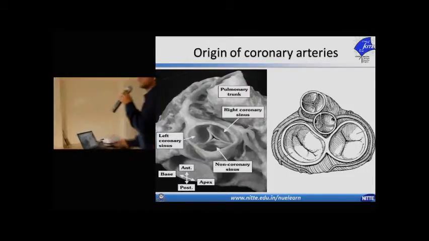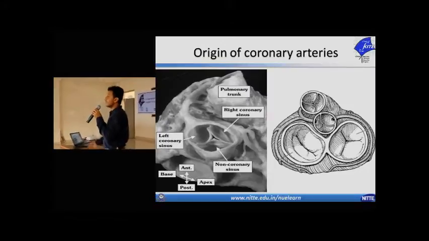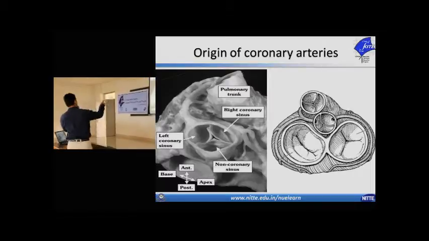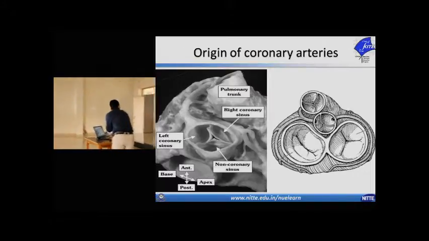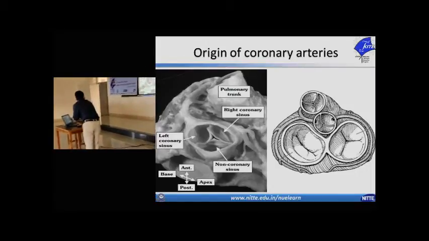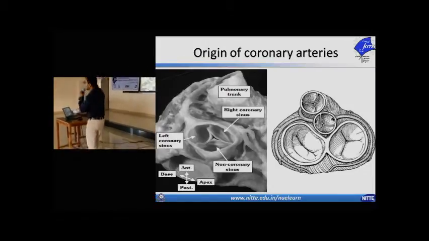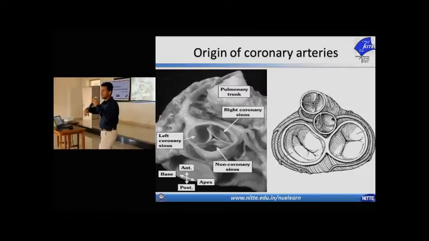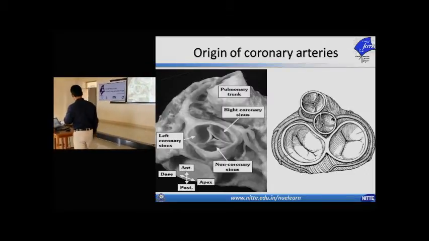Now they have removed the atria and you can see the course of the right coronary artery here. This is the right coronary artery, and the small part here is the left coronary artery, which is encircling the 2 ventricles.